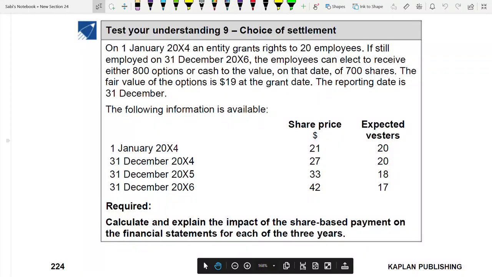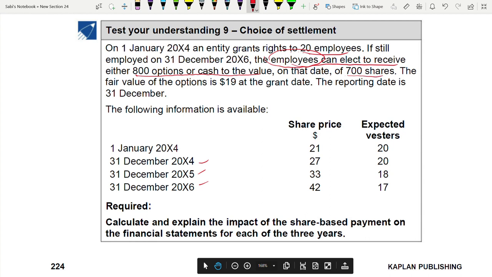Test your understanding 9. Here you have a choice of settlement. Calculate and explain the impact of share-based payment on the financial statements for each of the 3 years. That is 2004, 2005 and 2006. Here they have granted rights to 20 employees. Employees can elect to receive. Who has the choice here? It is the employees, not the entity. Either eight hundred options or cash to the value of 700 shares.